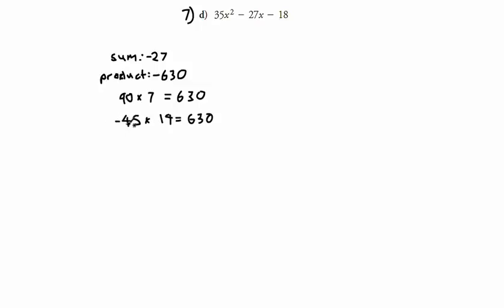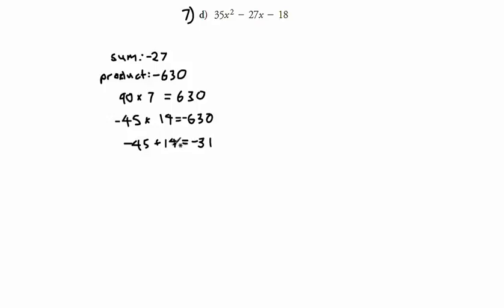When we put a negative here, this equals negative 630. That works for the product. But minus 45 plus 14 equals minus 31. That's not what we want, but it's actually pretty close to the sum that we want. So we know that the two numbers have to be pretty close to these two numbers right here.